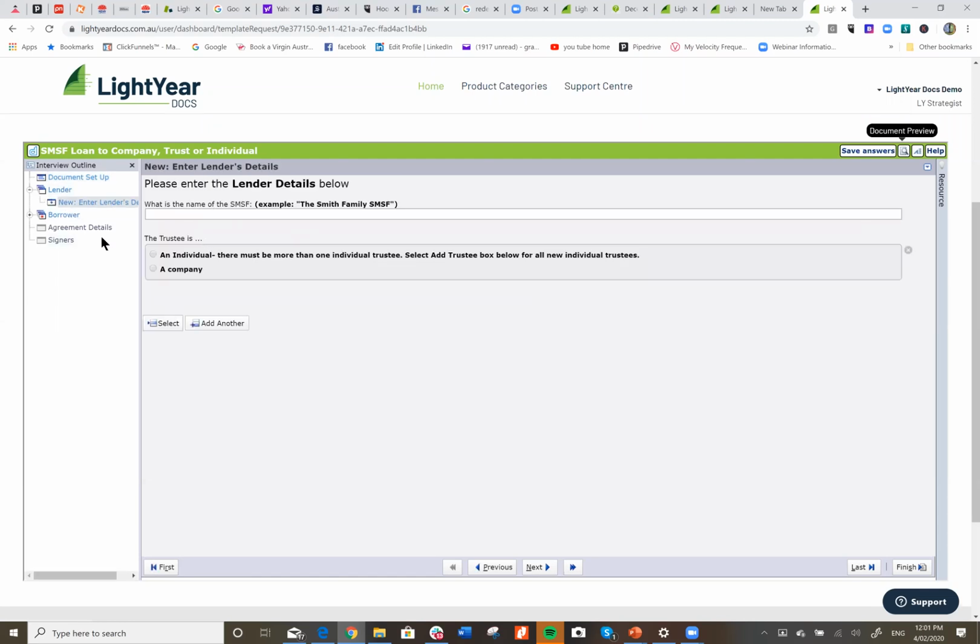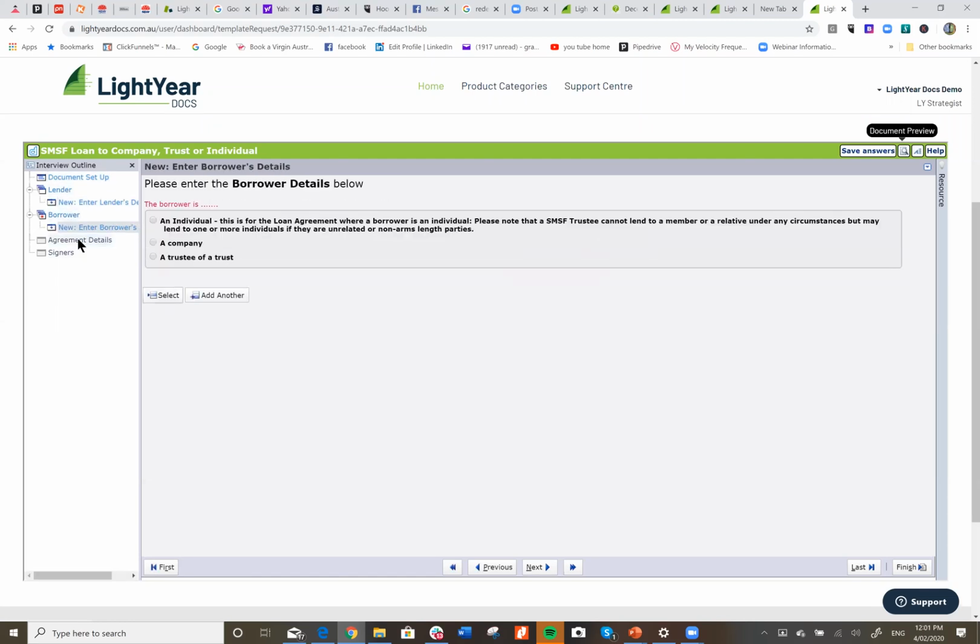So you've got the lender in there, you've got the borrower, the agreement details, and then that will lead us to the mortgagor. So that's how quick it is. At any point in time as you go through, because this is a legal system used by 1.3 million legal firms around the world, but we're just using a more sophisticated way. It's like having a legal office in your office.